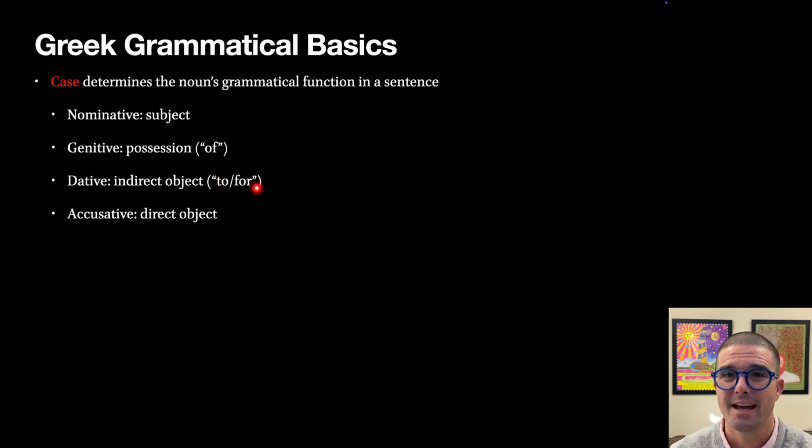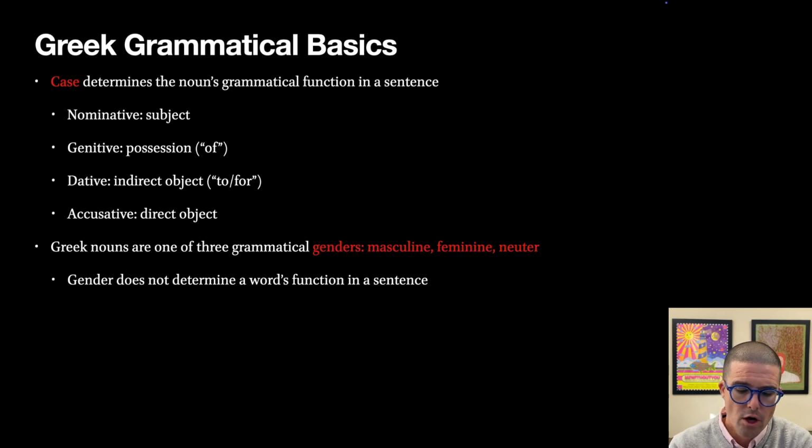The dative case is the indirect object, which in English we normally translate with "to" or "for," and the accusative case in Greek is the direct object, the object that is most directly affected by the verb that is done by the subject. So Greek has cases, so the word will change to reflect what case it is in.